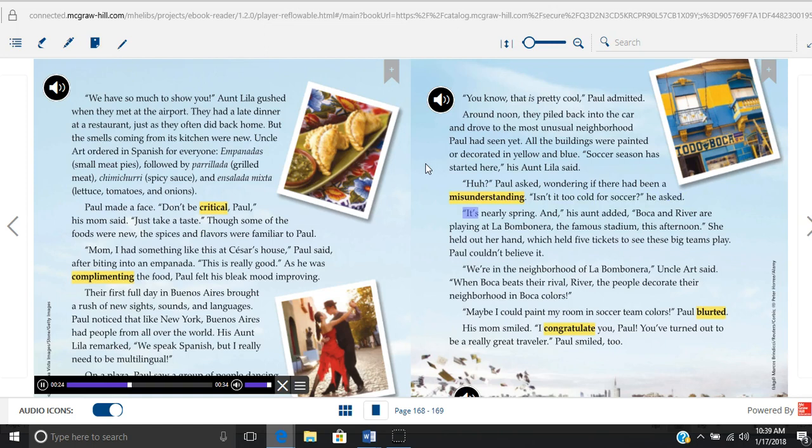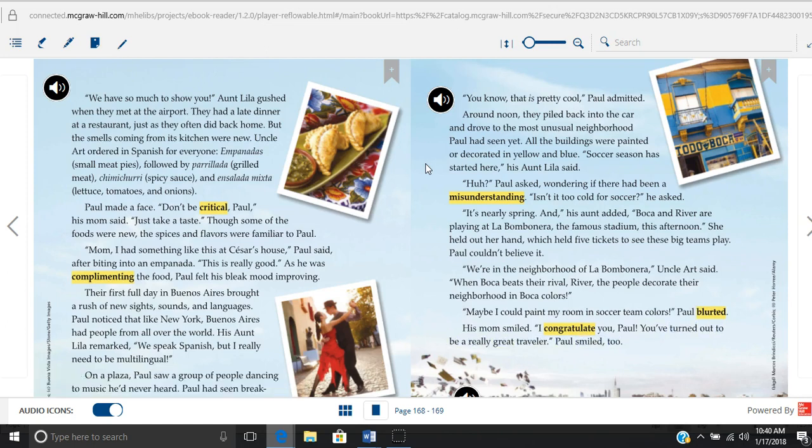he asked. "It's nearly spring, and," his aunt added, "Boca and River are playing at La Bombonera, the famous stadium, this afternoon." She held out her hand, which held 5 tickets to see these big teams play. Paul couldn't believe it. "We're in the neighborhood of La Bombonera," Uncle Art said. "When Boca beats their rival River, the people decorate their neighborhood in Boca colors." "Maybe I could paint my room in soccer team colors," Paul blurted. His mom smiled. "I congratulate you, Paul. You've turned out to be a really great traveler."